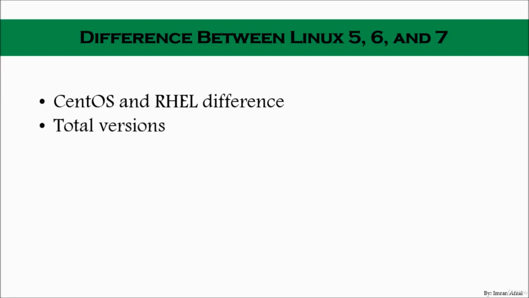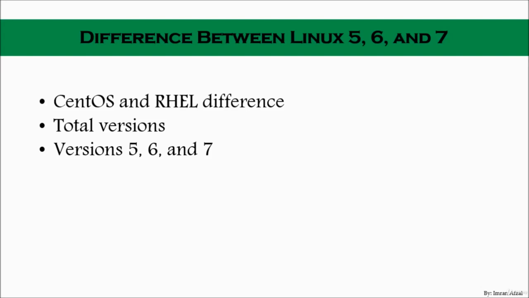Now, what are the total versions of CentOS and RHEL? Red Hat always started from version 0 all the way to 7 up to now, whereas CentOS actually spun off of Red Hat when Red Hat was at version 2. So again, the primary versions that we will be discussing are version 5, 6, and 7.